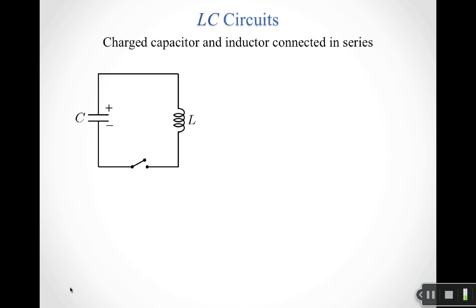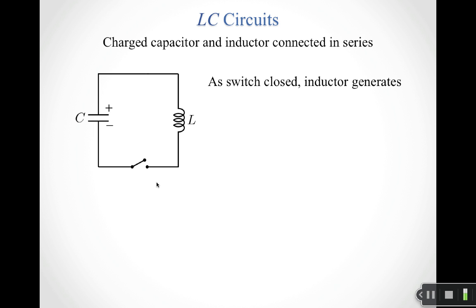Alright, so we're going to talk about one more type of circuit, and this one's known as an LC circuit. Basically, the L tells me I've got an inductor, and the C tells me I've got a capacitor. So an LC circuit is where I charge up a capacitor and let the capacitor and an inductor be connected in series. Here you can see my charged capacitor connected in series with my inductor, and then I've got a switch that I can close to complete the circuit and let the current start to flow.